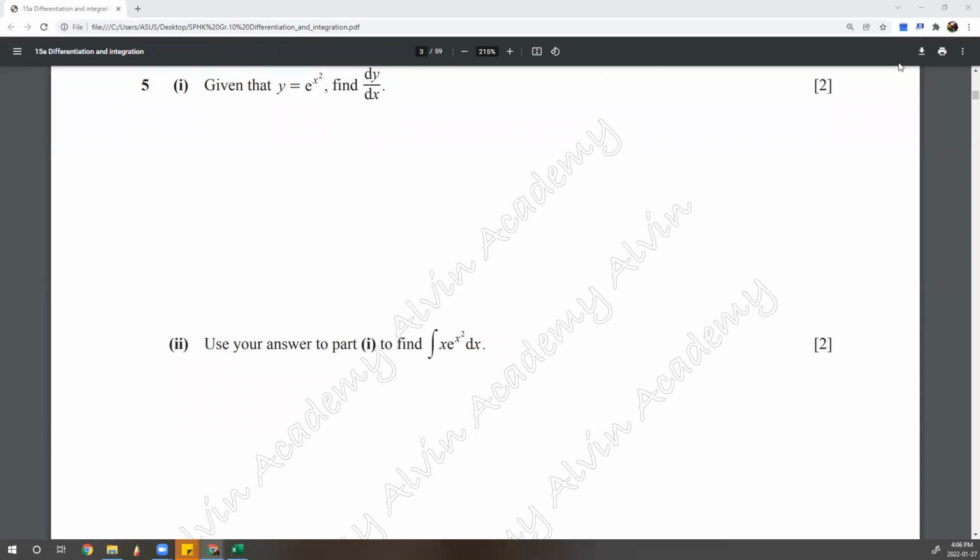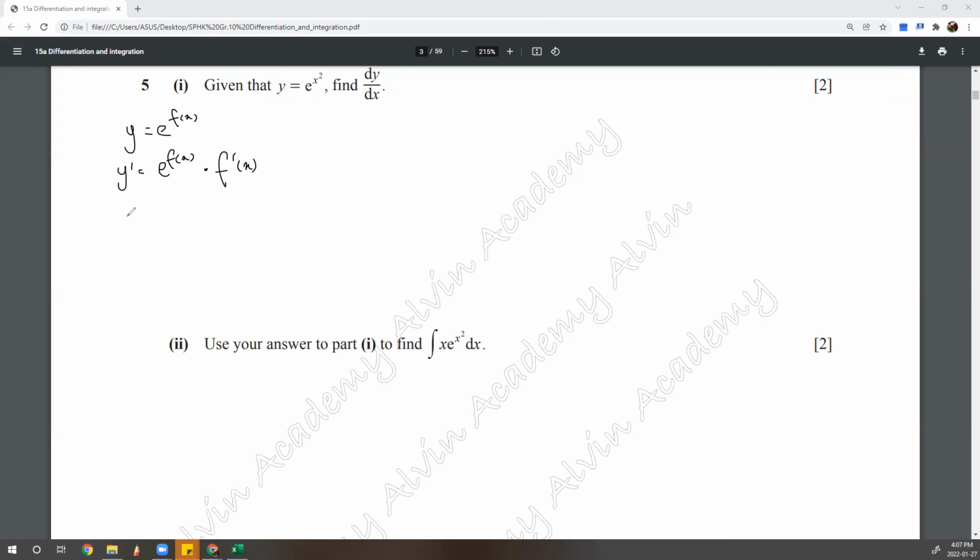Okay, so for number 5, we have y equals the natural number e to the power of x squared. Remember the rules: if I have e power something, or e power functions, the y derivative will equal e power f(x) itself. You never change the e, and then you multiply by the chain rule, the derivative of the power.